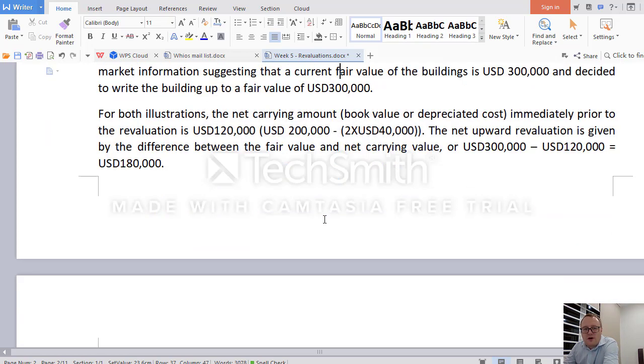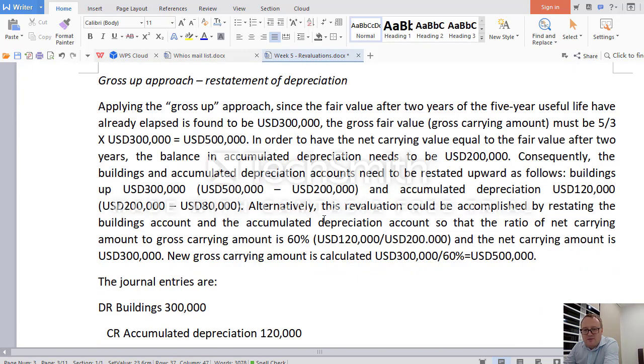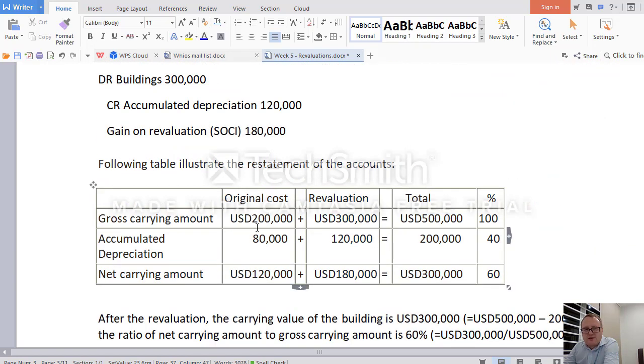So if you use the first method, the gross up approach, restatement of depreciation, what are you going to do? Look at the table. So this is original cost. This is accumulated depreciation. This is the net carrying amount after you did depreciation for 2 years, 120,000. Now they say that you revalued the asset to 300,000. So 80,000 is 40% of 200,000. 120,000 is 60% of 200,000. This proportion will stay the same.